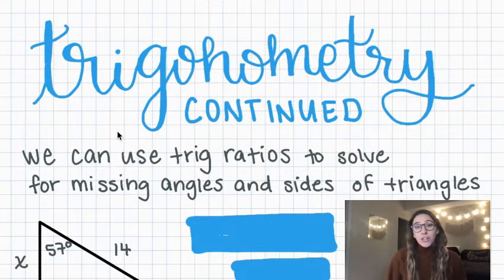Today's topic is trigonometry, and we will be going through a couple examples for solving for missing sides and missing angles in right triangles. Let's go ahead and begin.